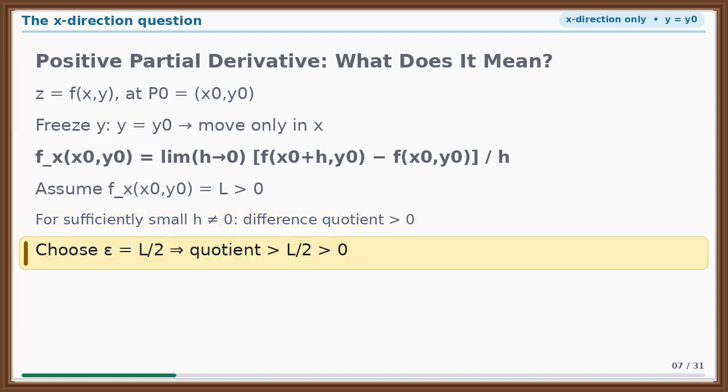Here is the rigorous reason. Choose epsilon equal to L over 2. When h is close enough to 0, the quotient differs from L by less than L over 2. Therefore the quotient is greater than L minus L over 2, which is L over 2, and this is positive.